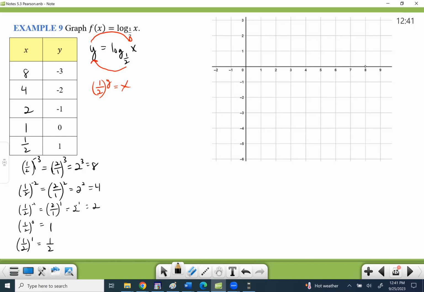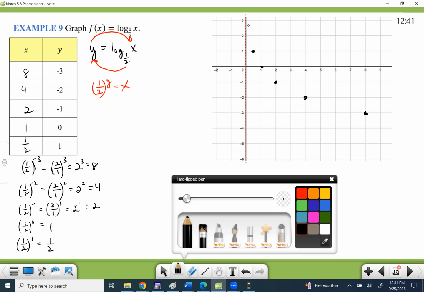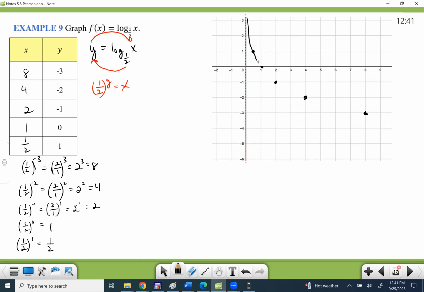All right, so I'm going to graph the ordered pairs. We got 8, -3 for this first one. We've got 4 comma -2. We've got 2, -1, 1, 0, and 1/2, 1. Now remember I told you there's always a vertical asymptote at x equals 0, unless we've decided to translate this, shift it to the left, shift it to the right. So here is our vertical asymptote.